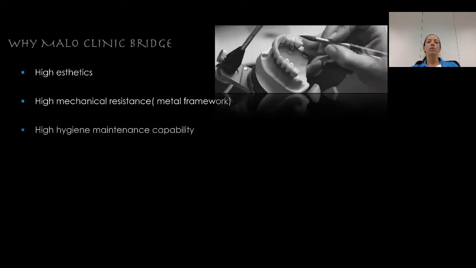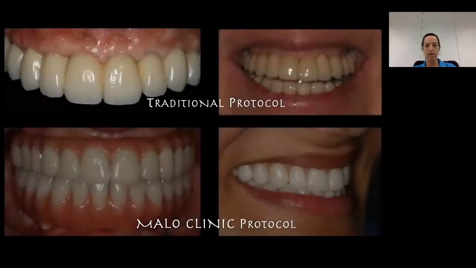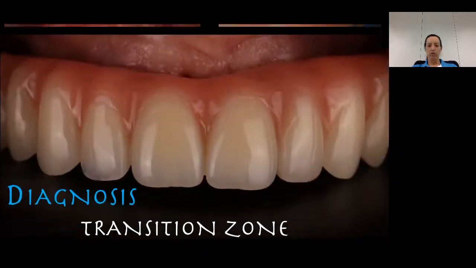So it will allow the patient to have high aesthetics. It has high mechanical resistance with the metal framework, has high hygiene maintenance capability, allows to be repaired with high quality and fast, and has low cost for the patient with a full acrylic bridge. Now, as you can see up here, this is the traditional protocol, where patients are rehabilitated using their own gingiva and a metal ceramic bridge. And in opposite, we can see the Malaclinic protocol, where we rehabilitate our patients with bridges that have teeth and artificial gingiva.